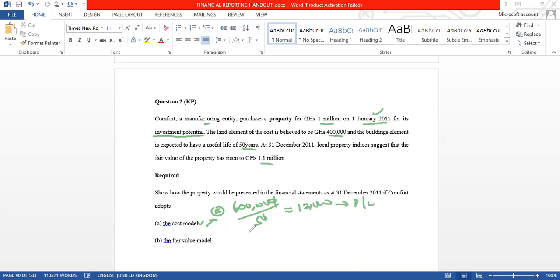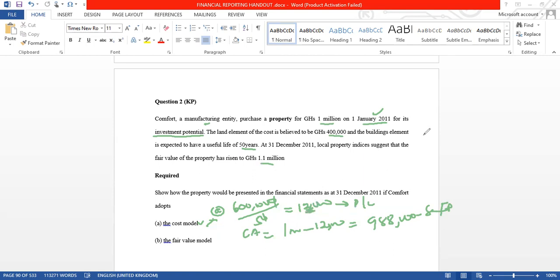If we now want to go on and get our carried amount, what we are going to do is to take the full 1 million, which is the land and the building together, less our 12,000, and we are going to get 988,000 into our SOFP. All right, that is it. Now, if we are going to go through and do the fair value model, what you should understand is that in the fair value model, this depreciation will never happen.